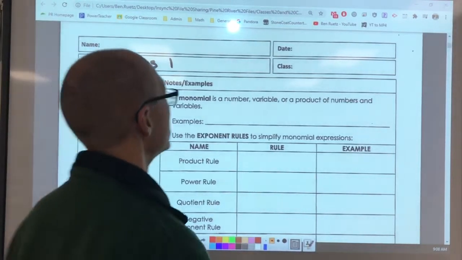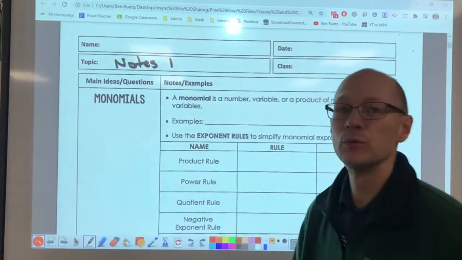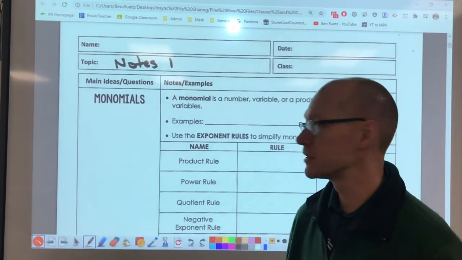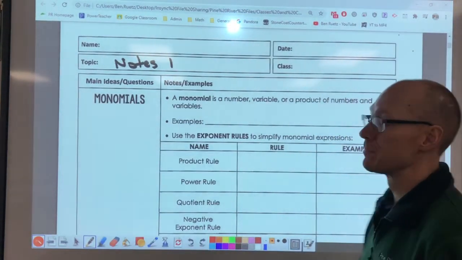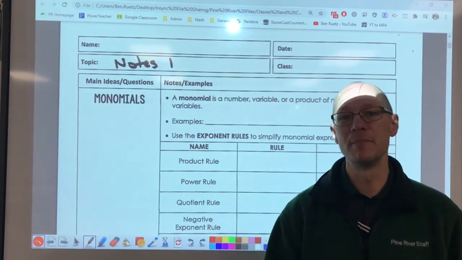Well, good morning, class. This is the beginning of chapter 5, which is dealing with polynomial functions. And we start off with monomials, something that you've seen many times before.